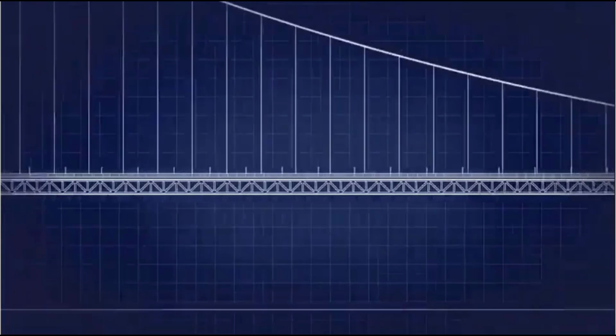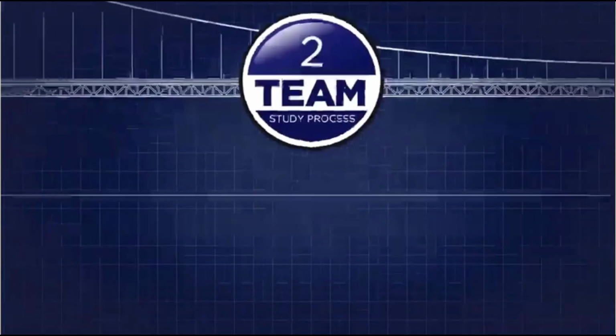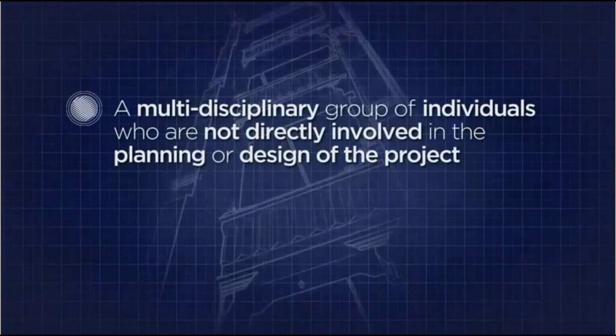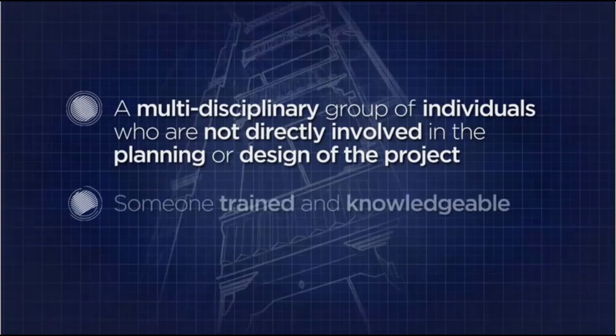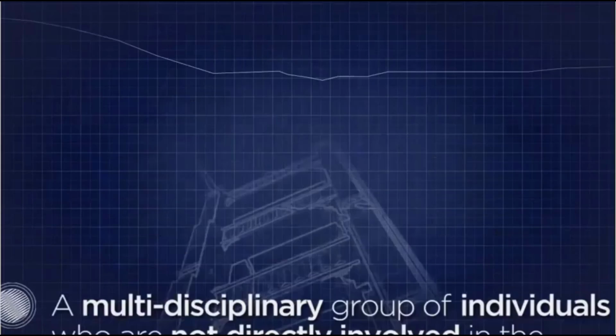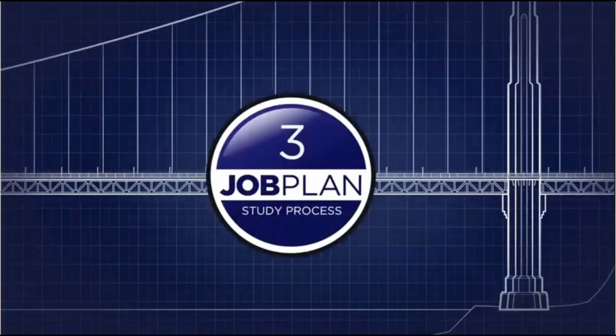The value engineering team is comprised of a multidisciplinary group of individuals who are not directly involved in the planning or design of the project, along with someone trained and knowledgeable in value engineering techniques to serve as the facilitator and coordinator. The value engineering team follows a procedure called a value engineering job plan, which has 7 phases.